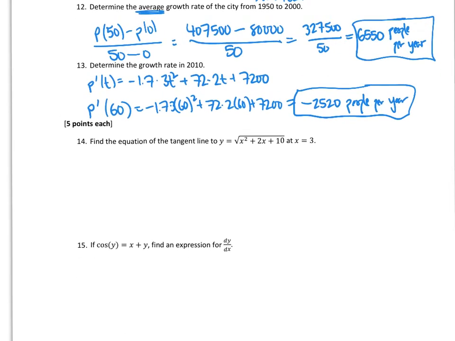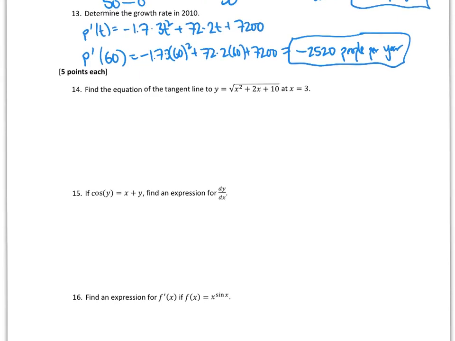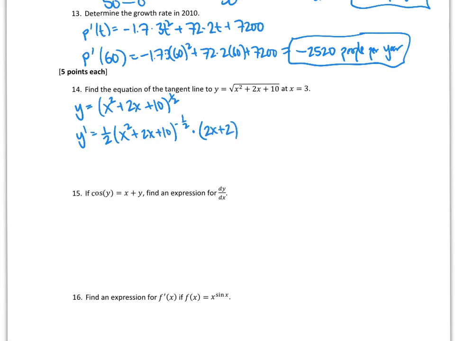All right, next up, we want to find the equation of a tangent line to this function at x equals 3. So what we're going to do is find a formula for the derivative, plug into the derivative, that will give us the slope of the tangent line, and then we'll use our point slope form to find the equation of the tangent line. So if y equals the square root of x squared plus 2x plus 10, to find the derivative, we're going to rewrite that as x squared plus 2x plus 10 all raised to the 1/2 power. Y prime, we'll use the chain rule. We get 1/2 times (x squared plus 2x plus 10) to the negative 1/2, multiplied by the derivative of the inside stuff, which is 2x plus 2.